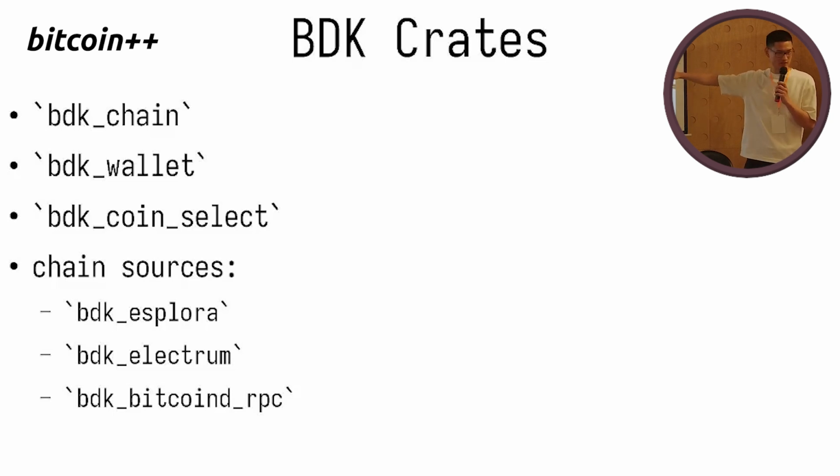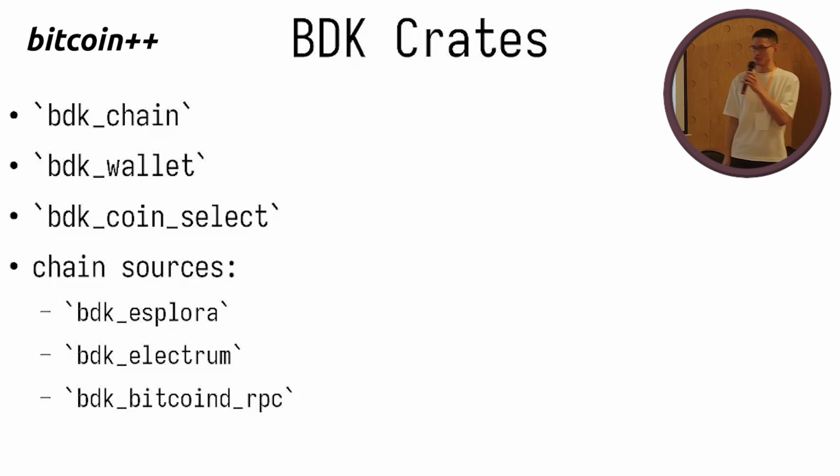And BDK coin select is very cool. It's just purely coin selection. There are zero dependencies. There's not even a dependency on Rust Bitcoin. What this means is you can use BDK coin select with all different Rust Bitcoin versions.